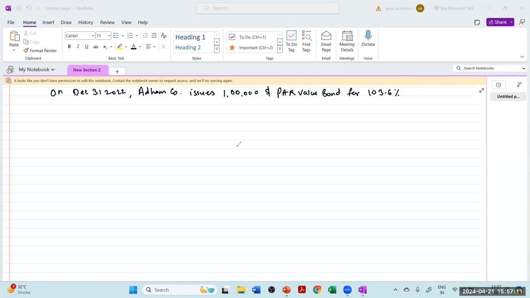So in this question, in the first line, what have you learned? That the par value of the bond is how much? 100,000. And it is issued for how much? It is issued for 103.6%. Means something that costs 100 rupees is going out for 103.60. So something that costs $1,00,000 is now going out for $1,03,600. Correct?